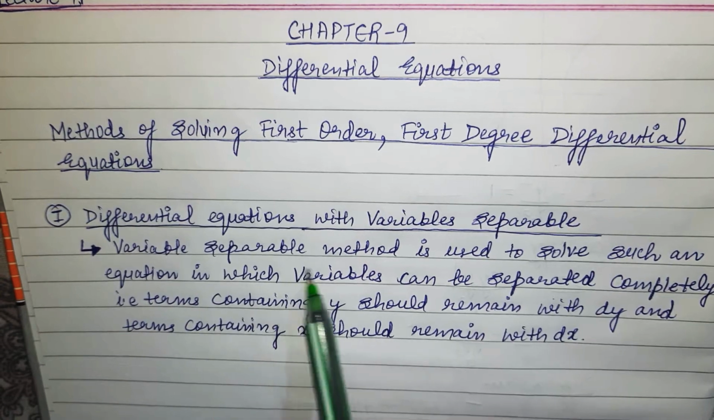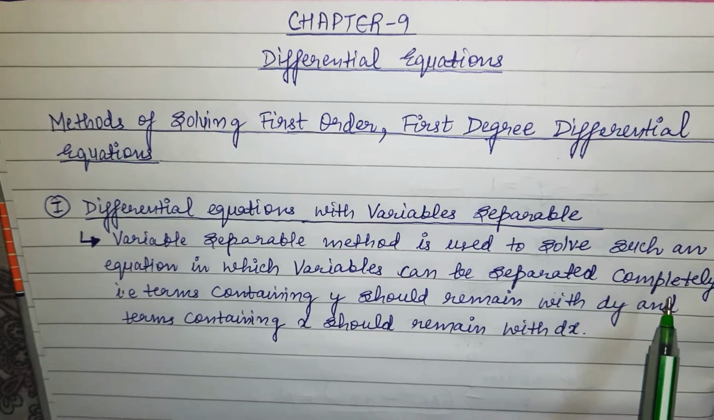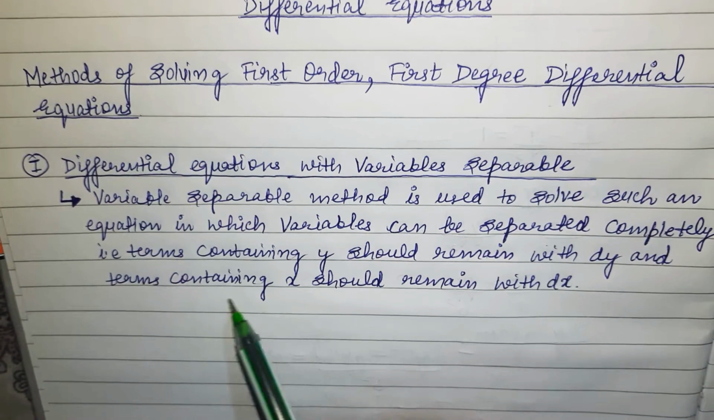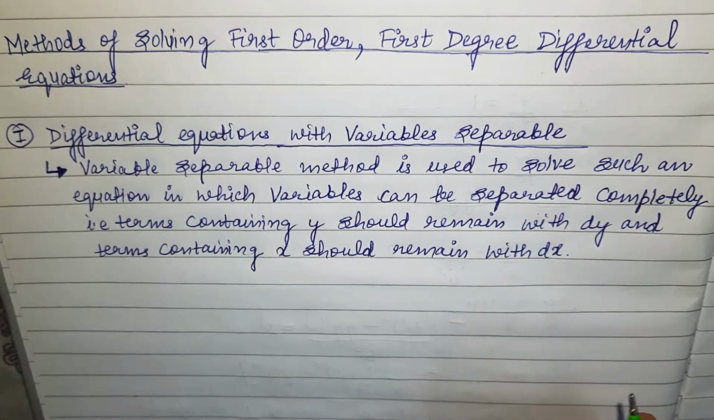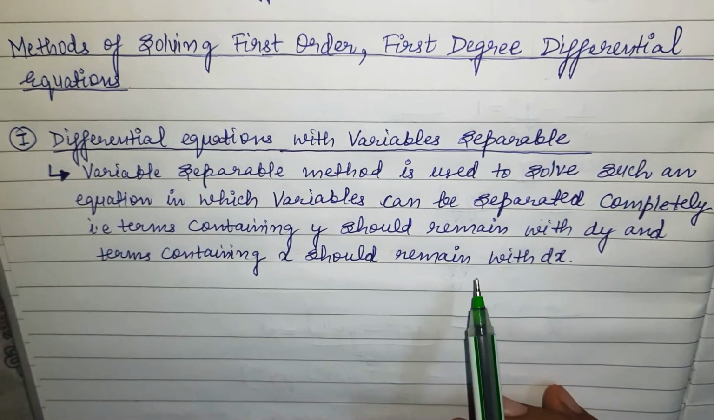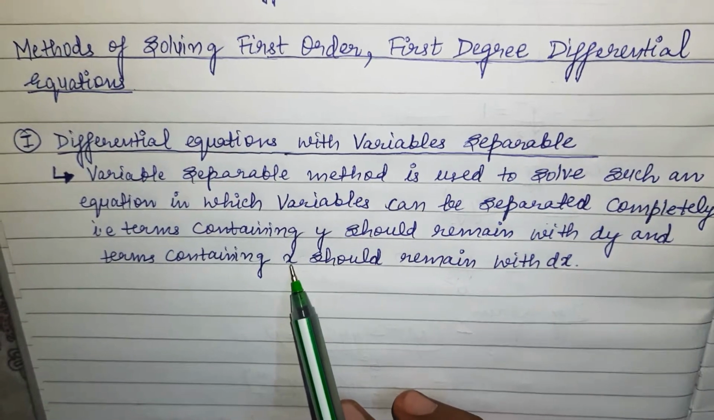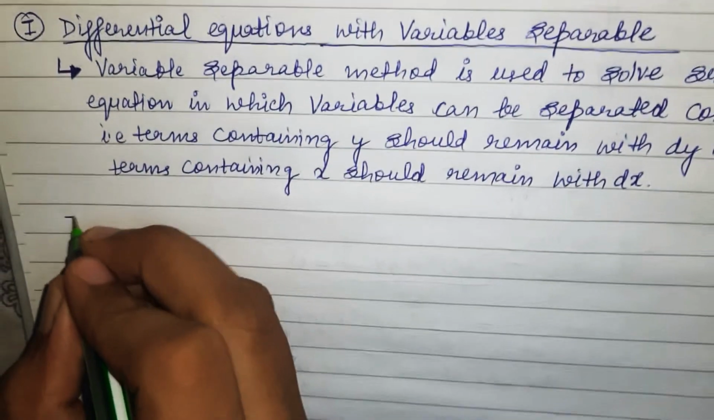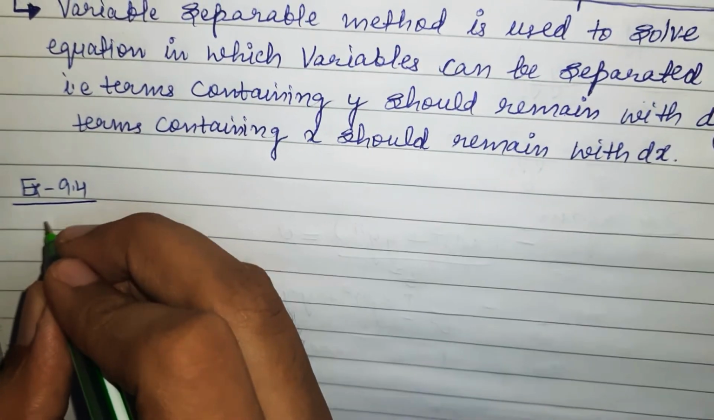The variable separable method is used to solve an equation in which variables can be separated completely, that is, terms containing y should remain with dy and terms containing x should remain with dx. So it will be separated into a left hand side and right hand side in terms of x and y, and whenever I write y it includes dy, and whenever I talk about x it includes dx. If I take one example, it will be easy for you to understand. Let's see one example from exercise 9.4.